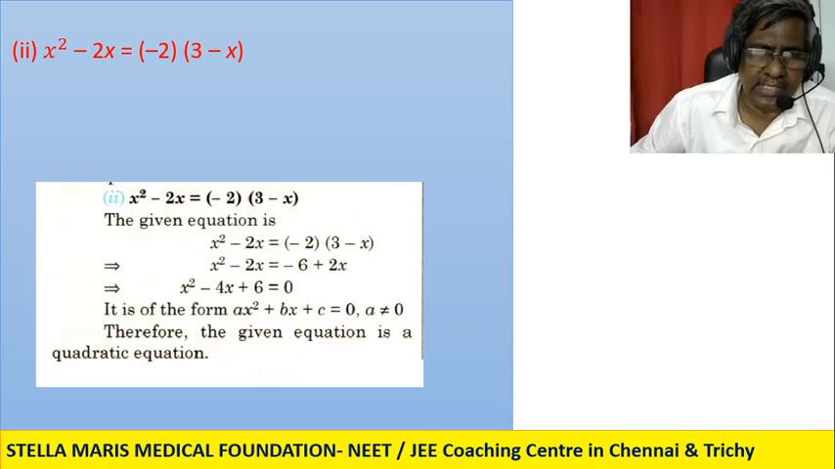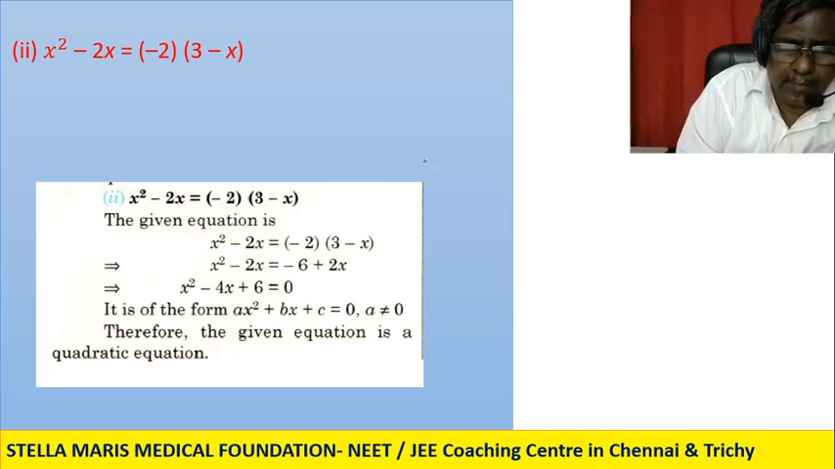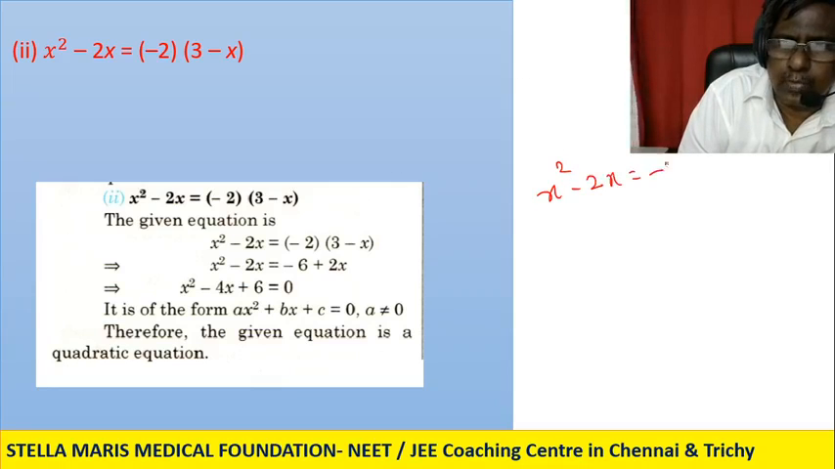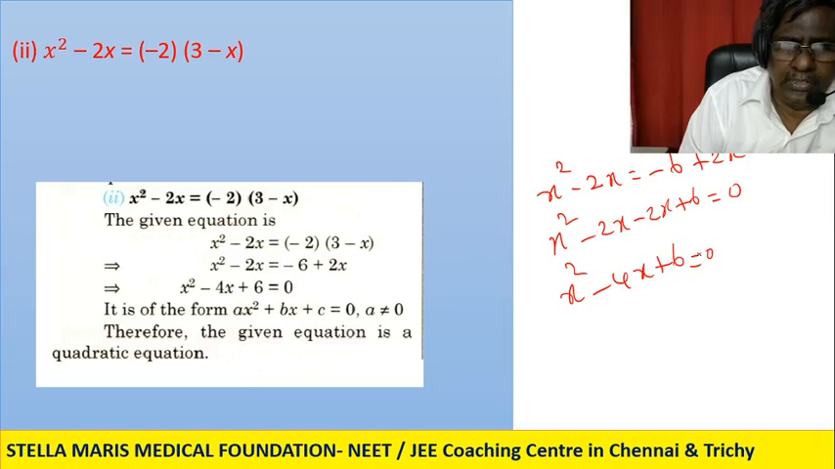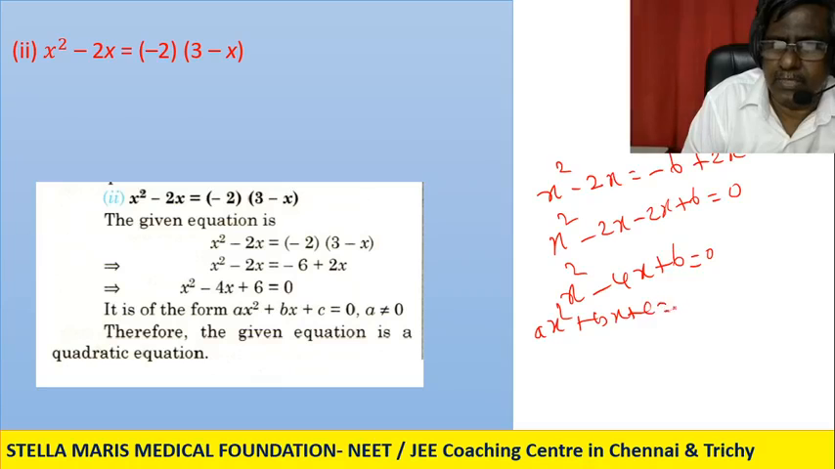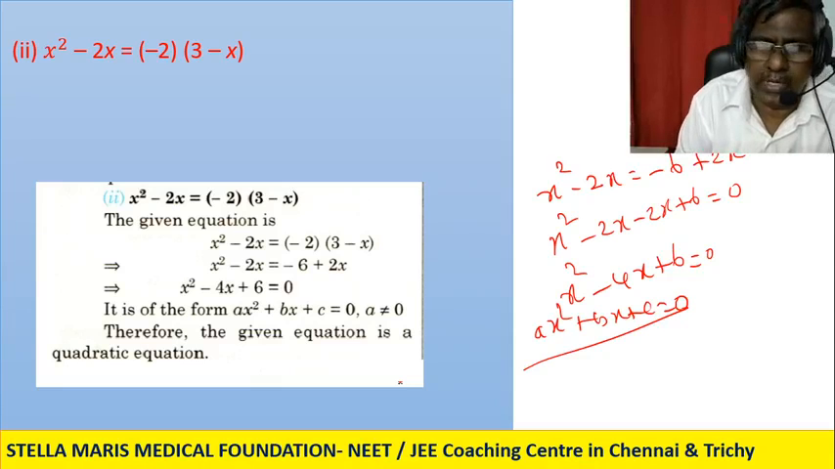So you bring this side. See the one step here I'll write: x square minus 2x is equal to minus 6 plus 2x. So if you bring this thing, minus 2x plus 6 is equal to 0. So it will be x square minus 4x plus 6 is equal to 0. So the given equation is a quadratic equation, in the form of ax square plus bx plus c is equal to 0, where a is not equal to 0. So this is a quadratic equation.